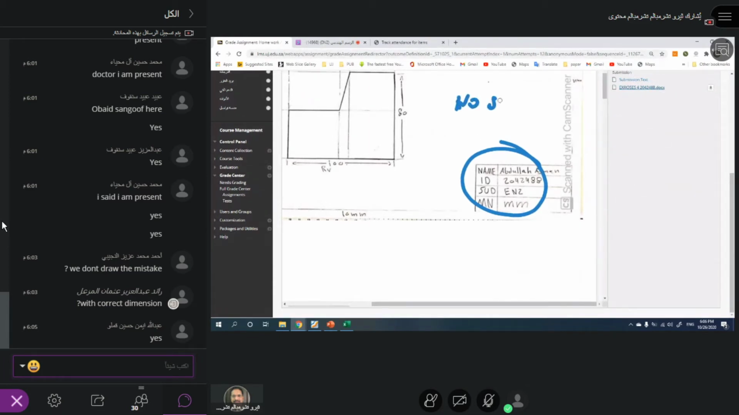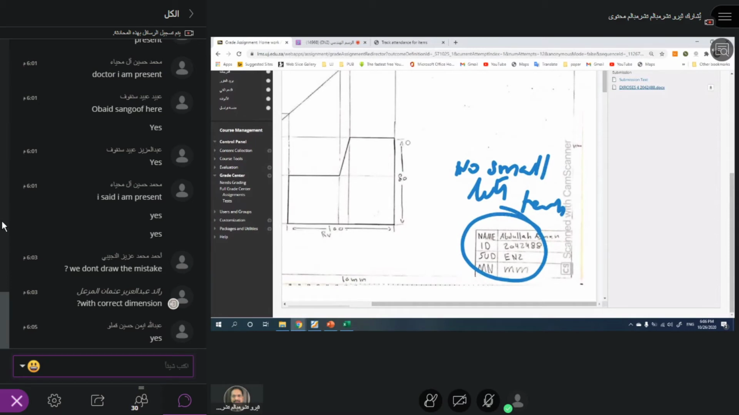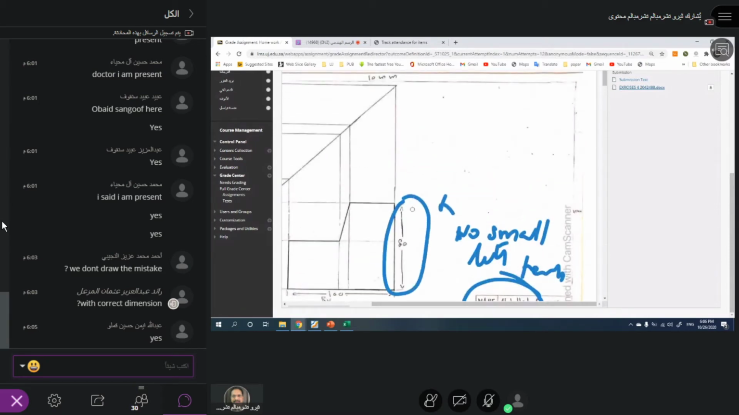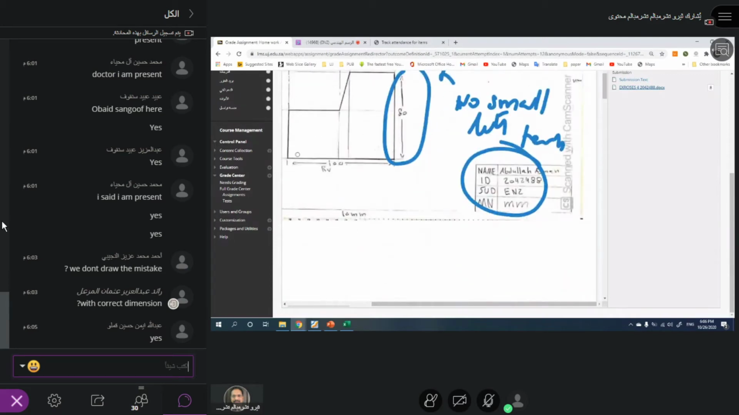No small letters. Use template. Okay, this is okay. See, you are using very bad freehand, no. Okay, this is the right way. This is also wrong. So this should be, this is the right way. Okay.